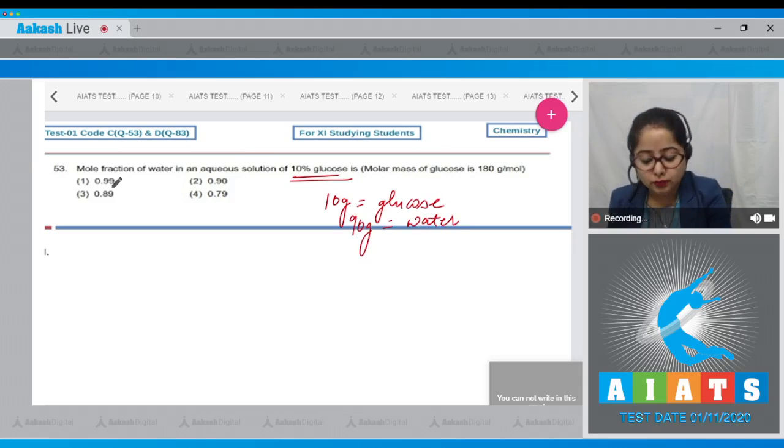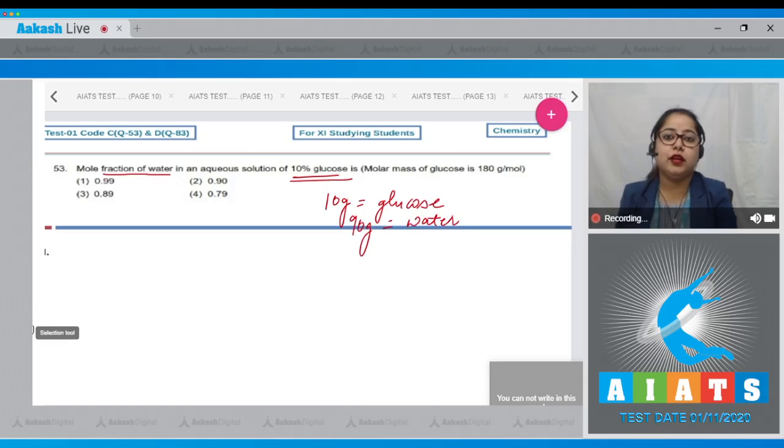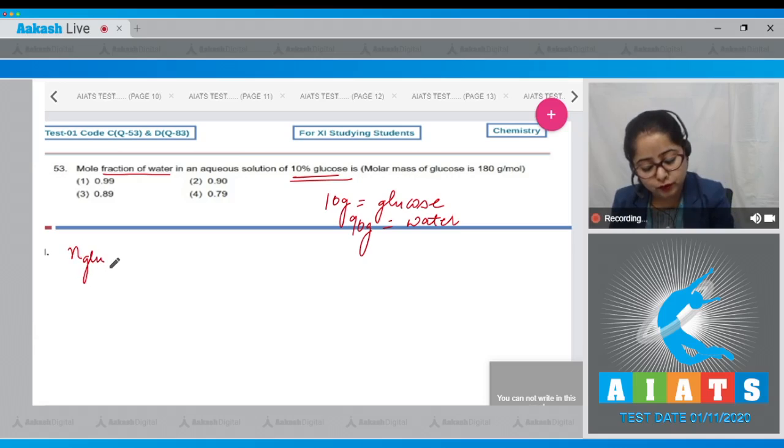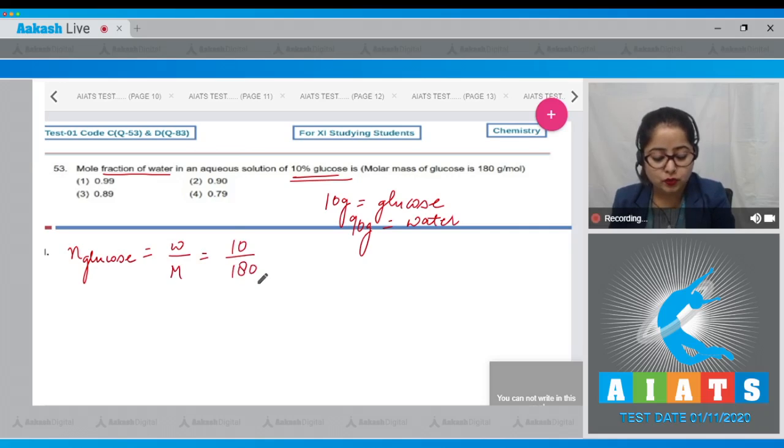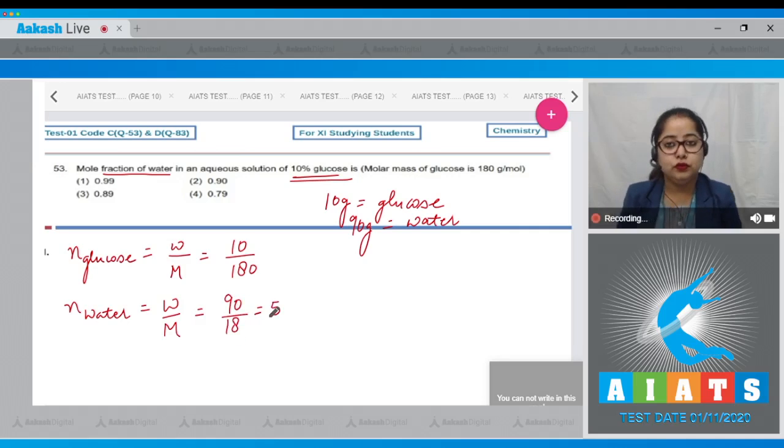We have to calculate the mole fraction of water, and for that, first of all, we need to calculate the number of moles of glucose and the number of moles of water. So the number of moles of glucose is equal to W upon molar mass. So W is 10, molar mass is 180, and the number of moles of water is equal to given mass of water upon molar mass. So 90 upon 18, which is equal to 5.